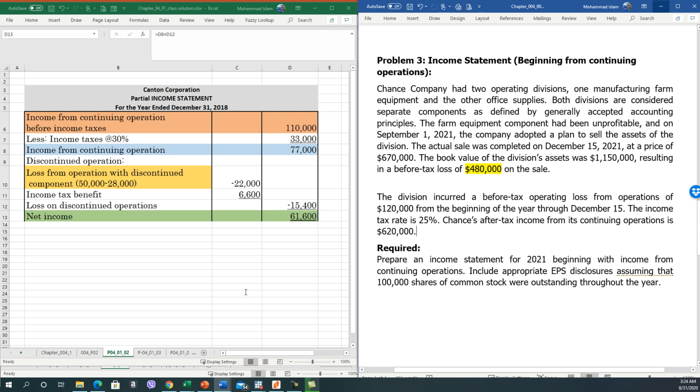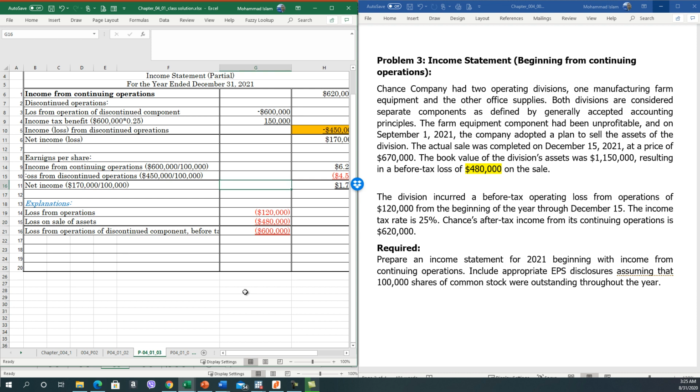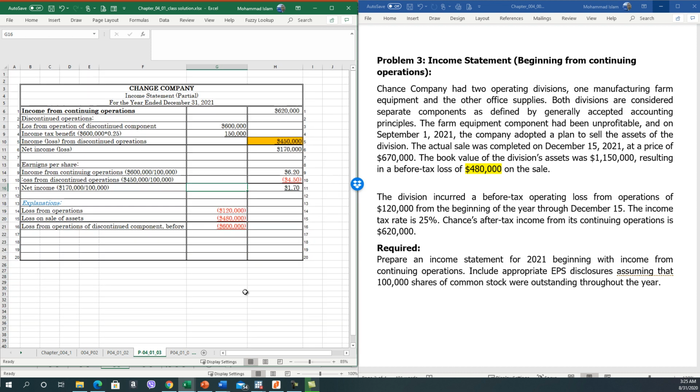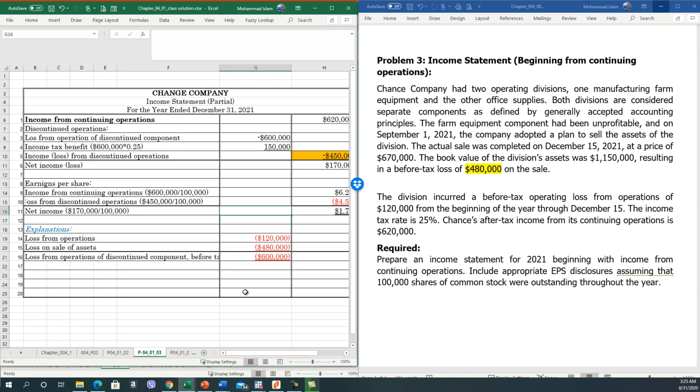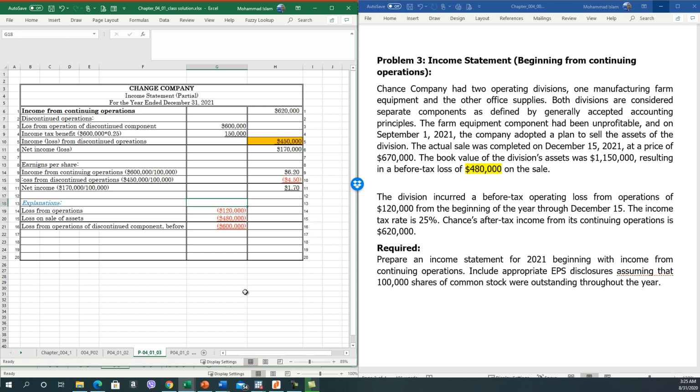The company's after tax income from its continuing operation is 620,000. Prepare an income statement for 2021 beginning with income from continuing operations, then incorporate EPS disclosures assuming 100,000 shares of common stock. So let's see how we solve this one. This is how we solve this problem. I will explain to you.